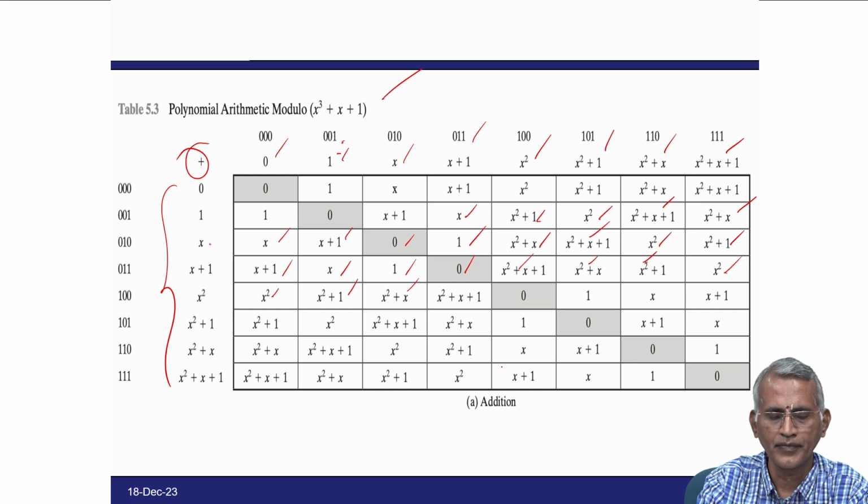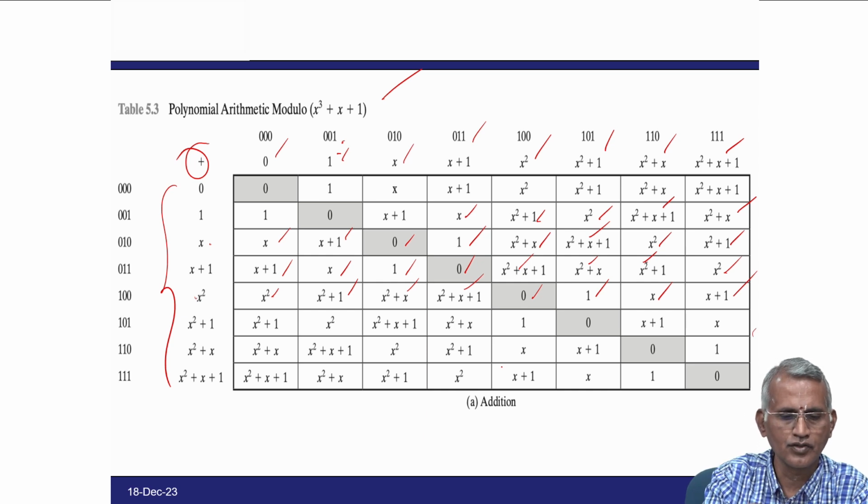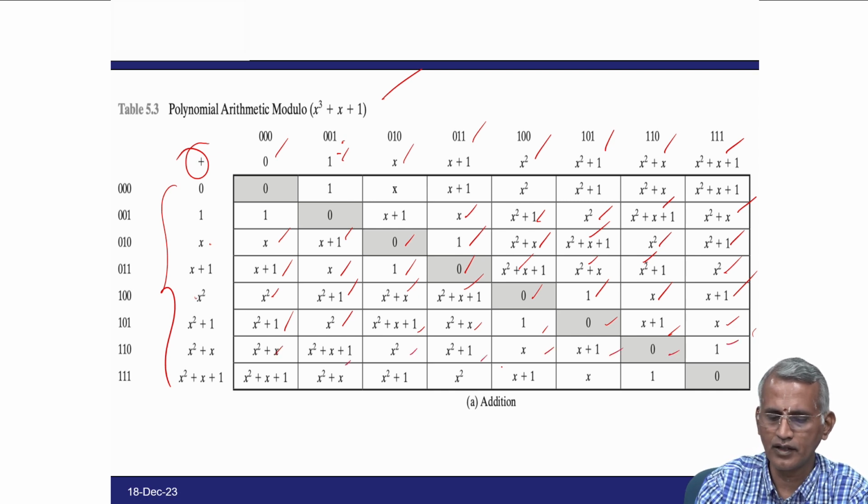x square plus x square plus x plus 1 is x square plus x plus 1, x square plus x square is 0 and x square plus x square plus 1 is 1, and then it becomes x, because x square is 0, x square plus this one is x plus 1. So, like that the rest of them will come, x square plus 1, this x square plus 1 x square, and so on. When we have the same numbers, the addition is 0, and the rest of them will be reflected.